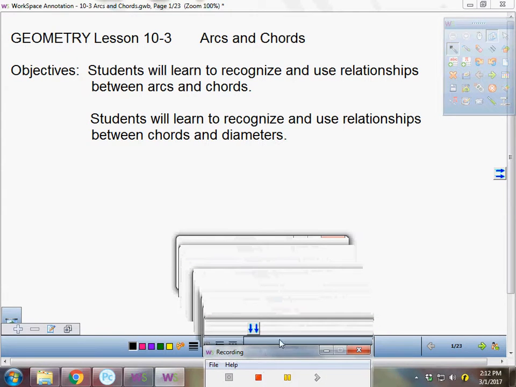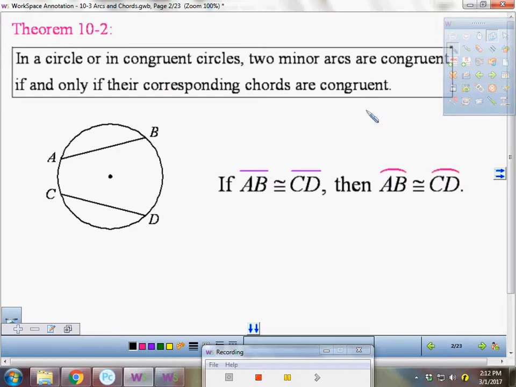Okay, so today we're going to talk about arcs and chords. Alright, so we have a theorem that says in a circle or in congruent circles, two minor arcs are congruent if and only if their corresponding chords are congruent. So if AB, this chord right here, is congruent to CD, the chord over here, then that means arc AB would be equal to arc CD.